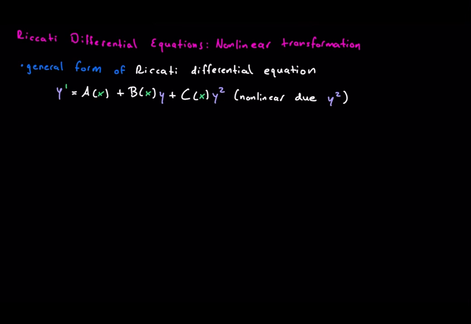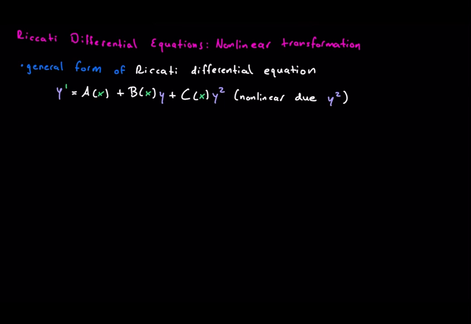A Riccati differential equation has the general form y prime equals a of x plus b of x times y plus c of x times y squared. It's nonlinear because of that y squared term. If c of x equals 0, it becomes linear, the type we already know how to solve. But when c of x isn't 0, things get interesting.